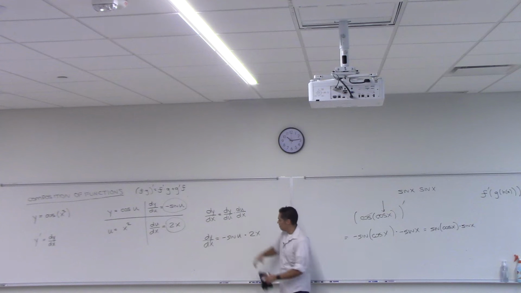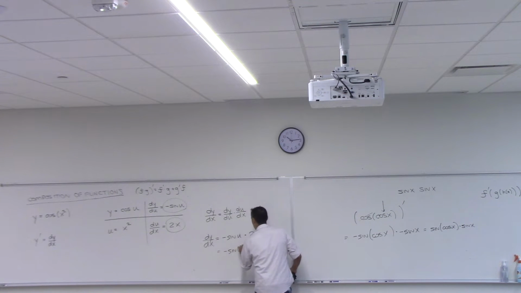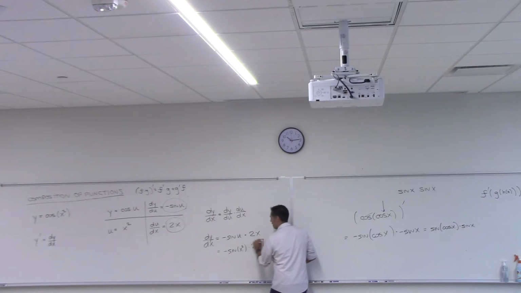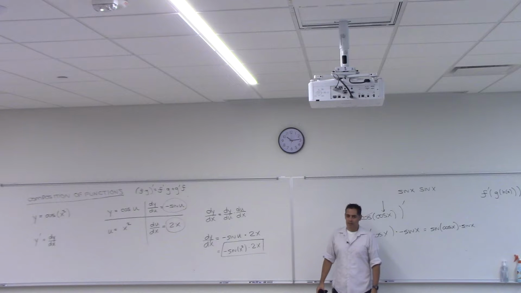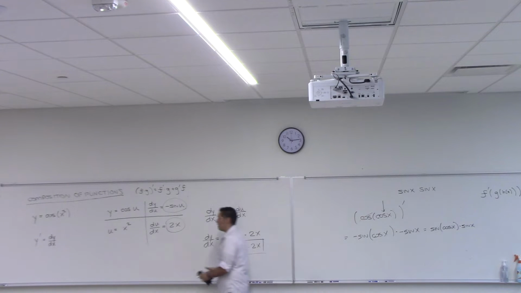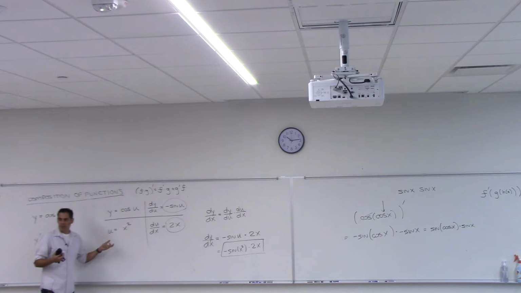Right, u is x squared. So this is negative sine of x squared times 2x. That's our answer. If you like the other way better, that's fine. I mean, I like the other way better too, but this gives you at least a procedure.